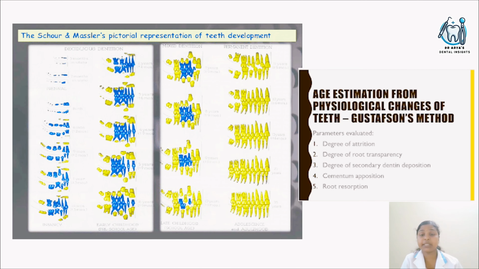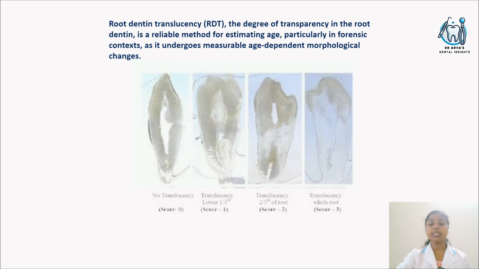And this is Gustafson's method. Here, this is age estimation based on certain morphological and histological changes of the teeth. This method assesses regressive changes such as attrition, secondary dentin deposition, loss of periodontal attachment, cementum apposition at the root apex, root resorption at the apex and dentin translucency. So coming to root dentin translucency, this is the degree of transparency in the root dentin. It is a reliable method for estimating age, particularly in a forensic context, as it undergoes measurable age-dependent morphological changes.